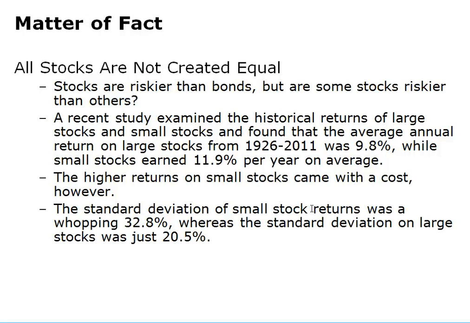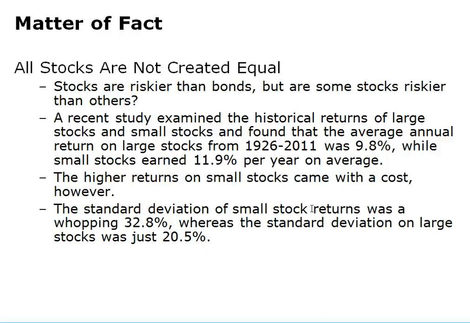Okay, but not all stocks are created equal. Stocks are riskier than bonds, as we saw in the previous chart, but some stocks are riskier than other stocks. A recent study examined historical returns of large stocks and small stocks and found that the average annual return of large stocks was about 9.8%, while the return of small stocks was 11.9%.